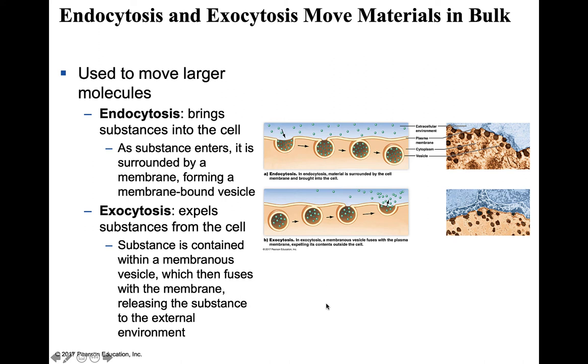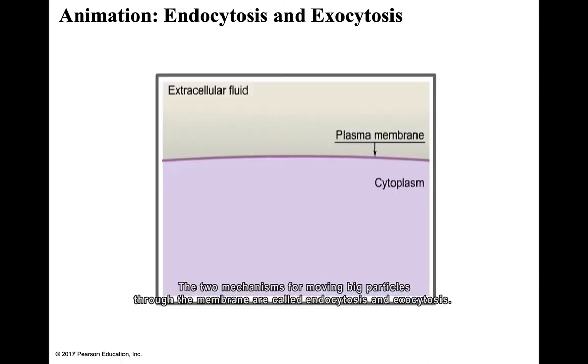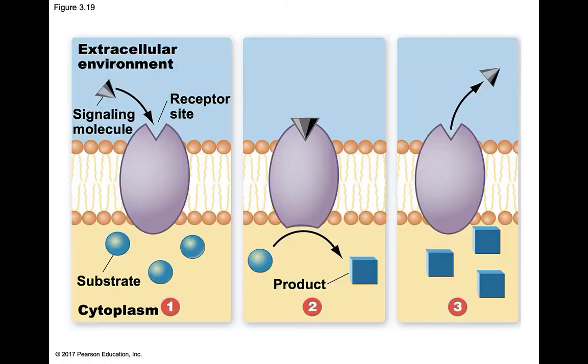A really good example of exocytosis is how neurotransmitters are released by neurons. So this is another animation you can spend some time taking a look at about endocytosis and exocytosis.